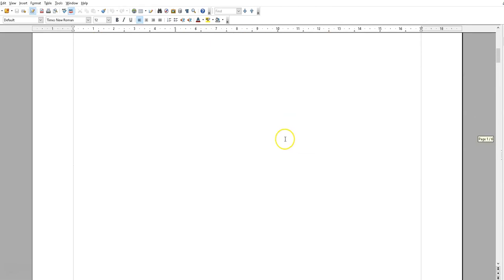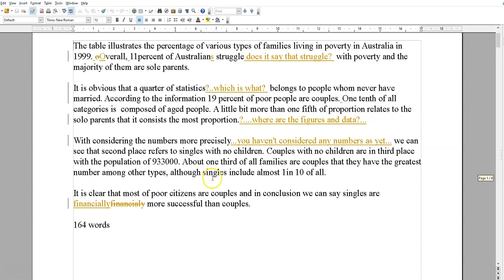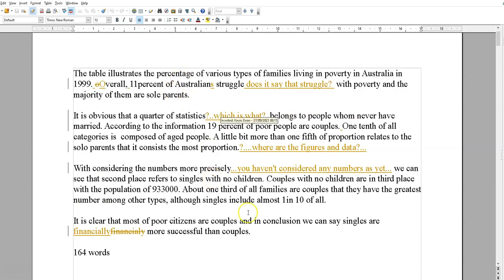I've got 5. 164 words. Now you need to be careful with paraphrasing. I mentioned this in the previous video. People were trying to think of synonyms. I can't remember exactly what we were talking about, but with this one here, we need to be very careful. So, a struggle with poverty. Well, do you struggle? I suppose you can, but it doesn't necessarily say that.